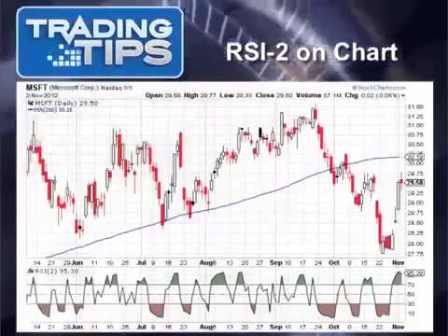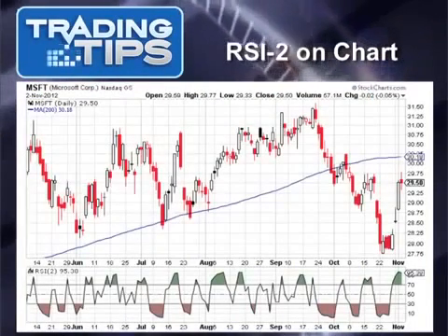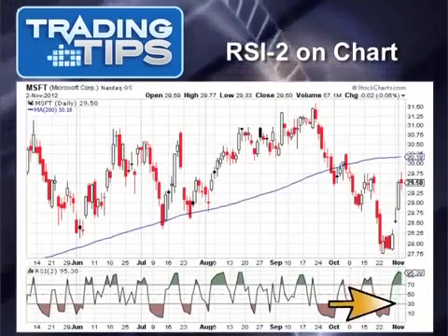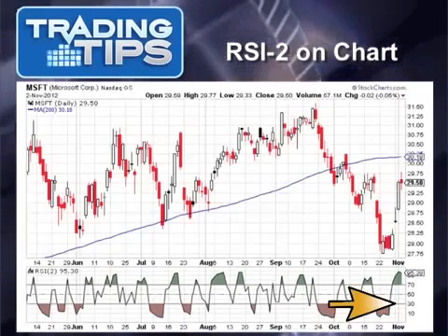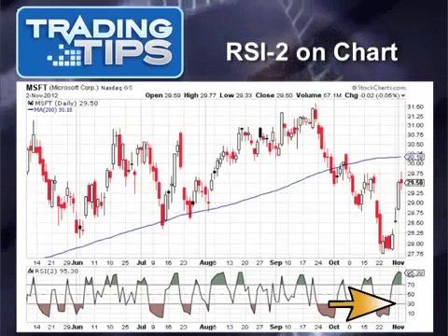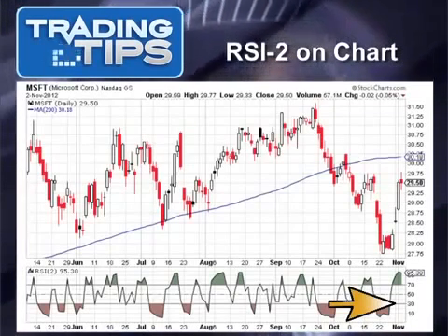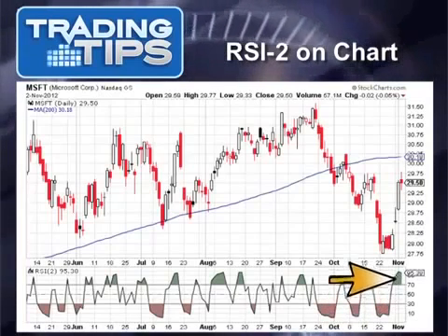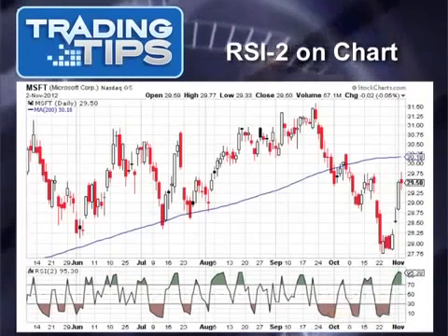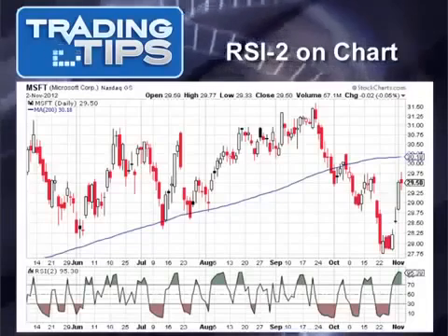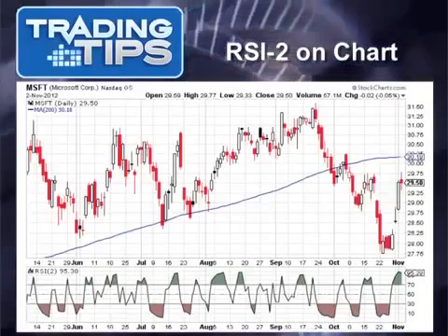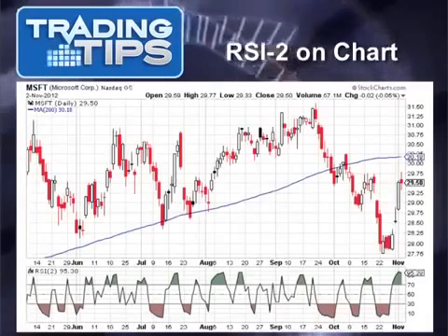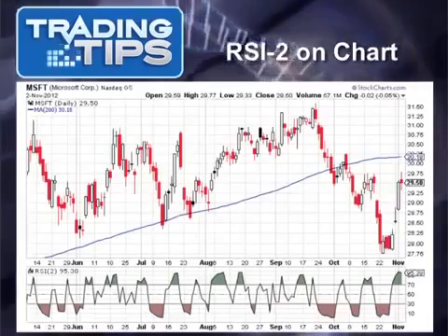Now we've added RSI 2 below the chart. The key levels to look for normally are 70 and 30. That's with a regular RSI. However, according to Larry Connors' research, the important numbers to look at for RSI 2 are above 90 and below 10. In fact, Connors has found that the higher above 90, the better, and vice versa. The lower below 10, the better, for using RSI 2 in a long or short strategy.